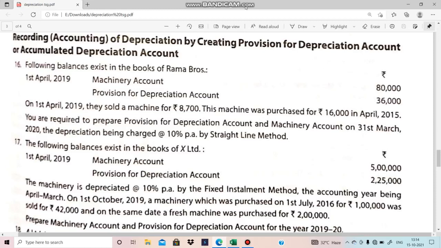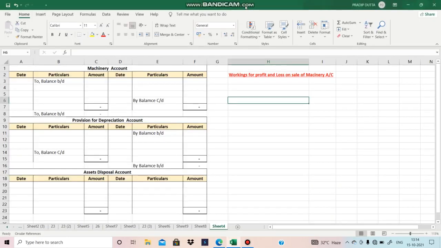Students, today we will start the depreciation account, or accumulated depreciation account. For that purpose we have to prepare a machinery account, a provision for depreciation account or accumulated depreciation, and an asset disposal account. Asset disposal is additional. You may prepare the additional asset disposal account or not. First we start with the asset disposal account. So first see the machinery account, provision for depreciation and asset disposal.